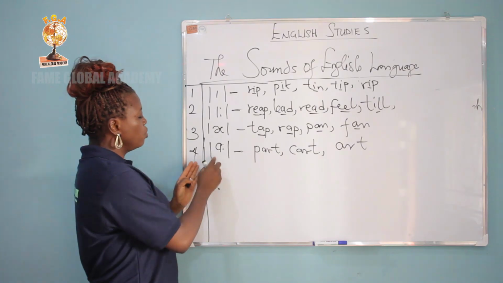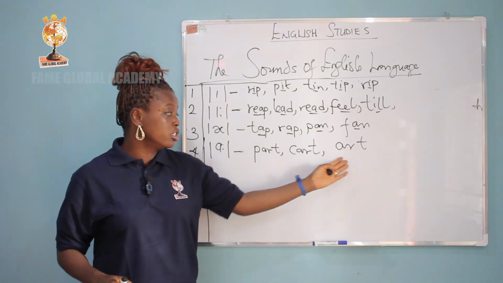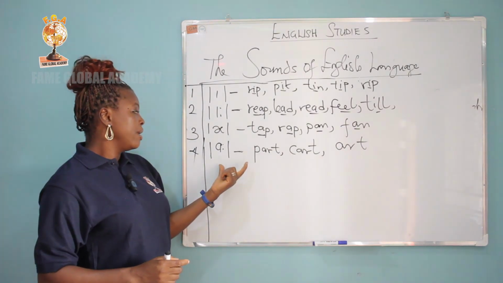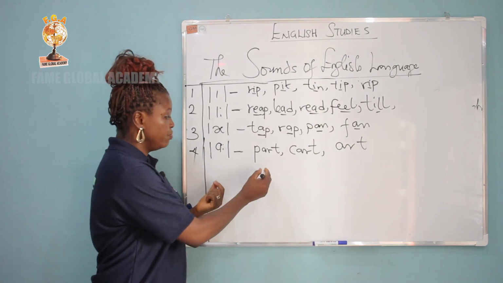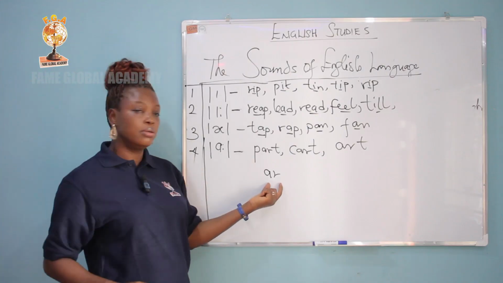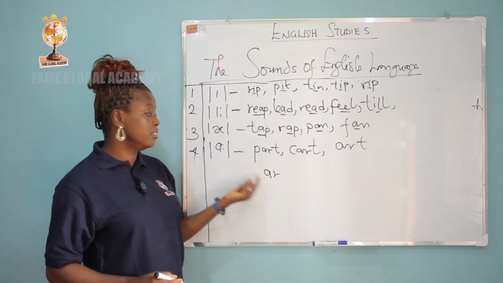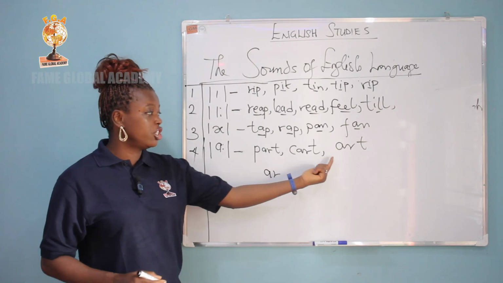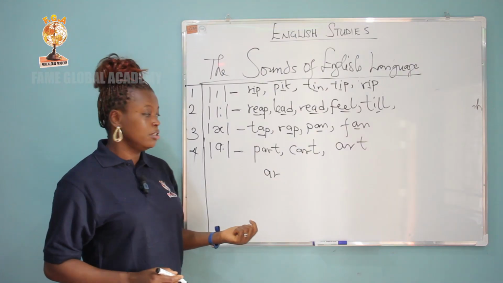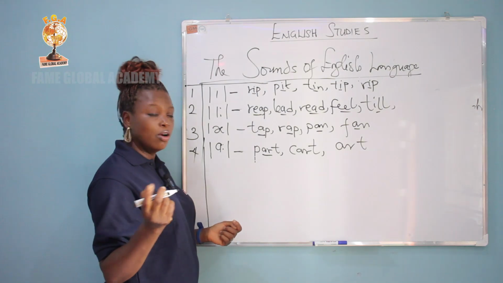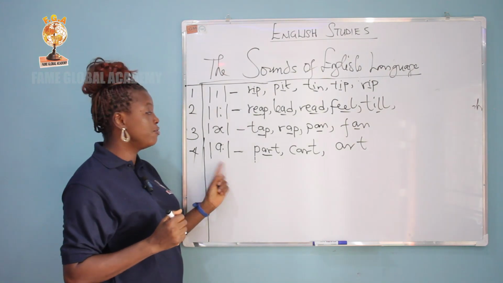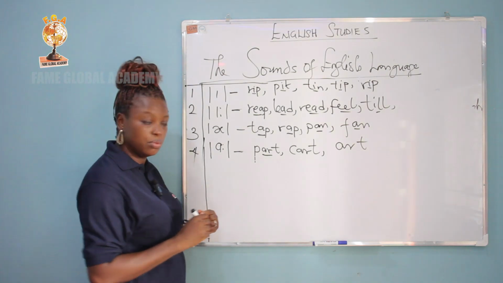Okay, so by the time you study these words, you find out that for the long R sound, the letters AR are representing the sound in each of these words. So that is one way of differentiating it from the short R sound.